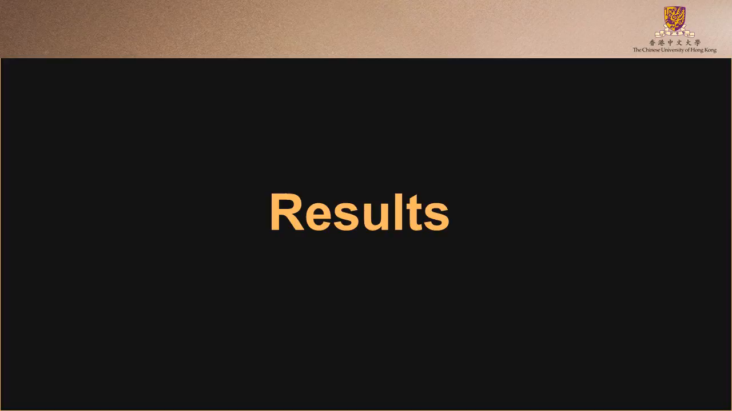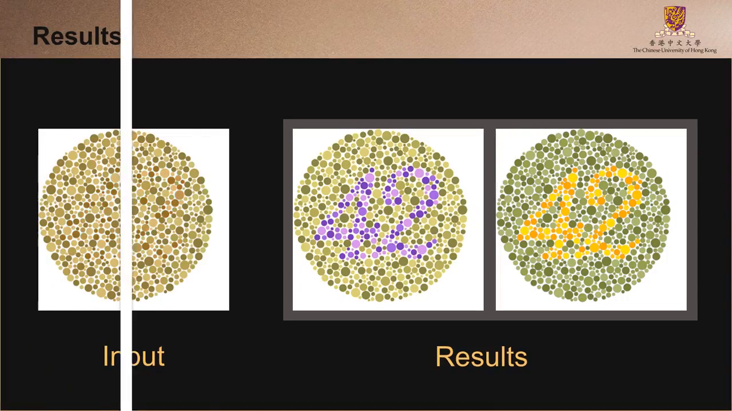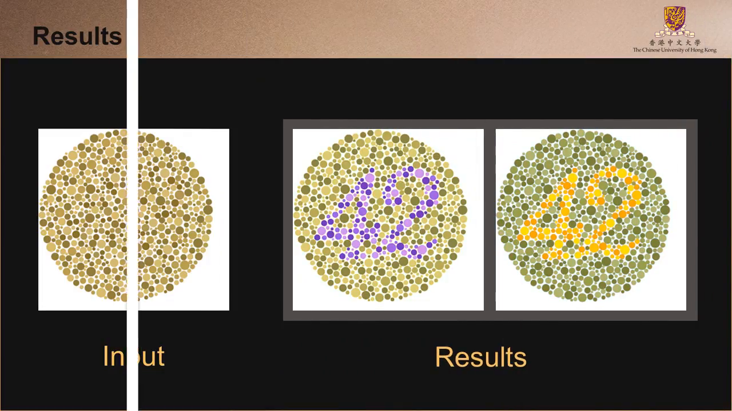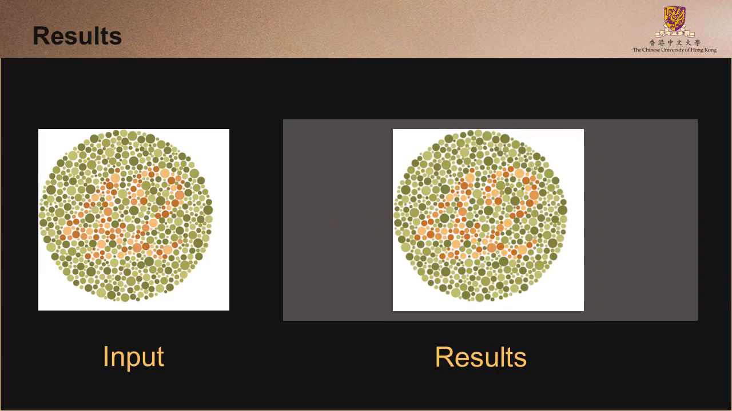Now to see some results. First, let's see an image used to test colorblind. The left is the input and the right is our results. Let's view them under colorblind vision. As you can see, colorblind could not tell what the number is in the left side, but see 42 clearly in our results. Let's go back to normal vision. If the two result images blend on the screen, we can see it is almost the same as the original image. Let's see another result.